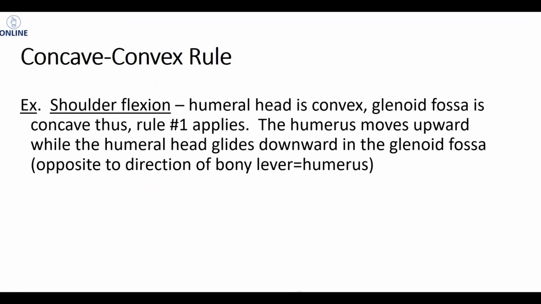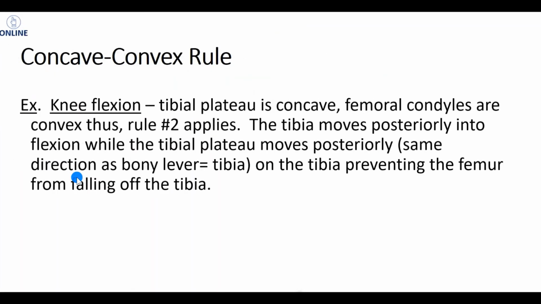An example here is shoulder flexion. Humeral head is convex. Glenoid fossa is concave. Therefore, you have a convex moving on a concave, and so that is going to be opposite. Whereas with knee flexion, the tibia and tibial plateau is concave. It's actually more concave because of the meniscus as well, if it's intact and appropriately healthy. And the femoral condyles are convex. So therefore, this would glide and roll in the same direction.